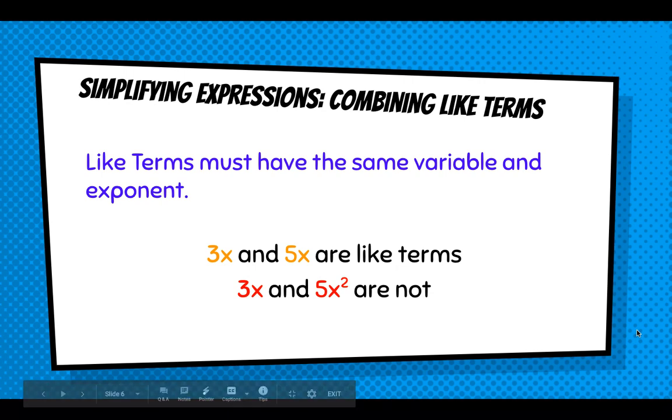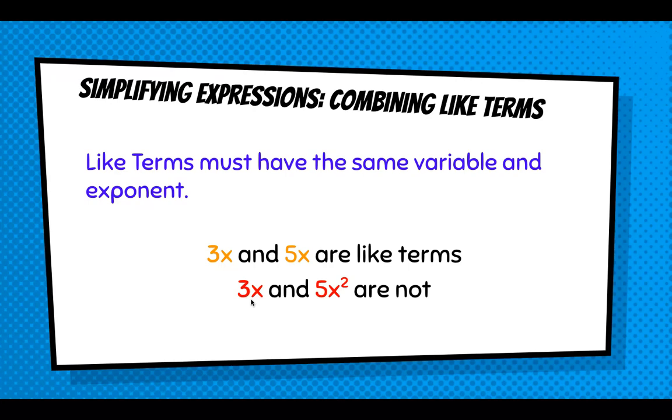Moving forward into simplifying expressions, we want to talk about combining like terms. And when we talk about like terms, they have to have the same variable and exponent combinations. So if you look down here at the example, my 3x and 5x are like terms. They both have x to what looks like no power, but really there's a 1 there. But 3x and 5x squared are not. They both have x's, but this is to the second power, this one is to the first. So they are not like terms.